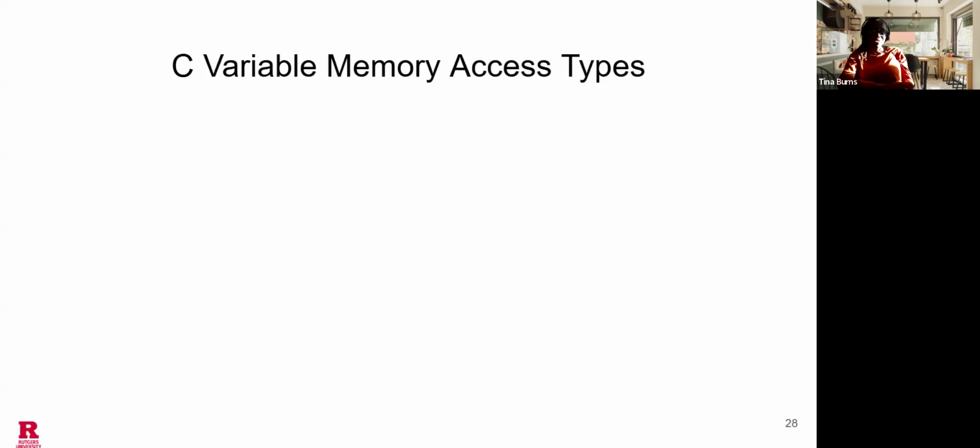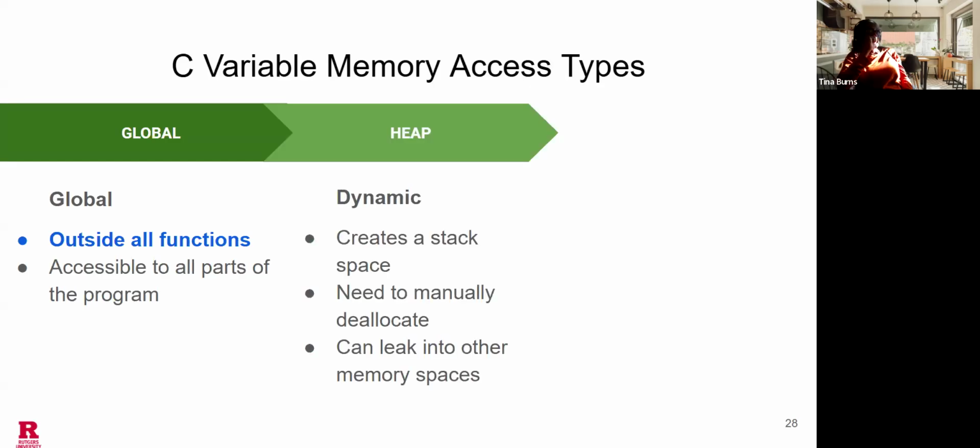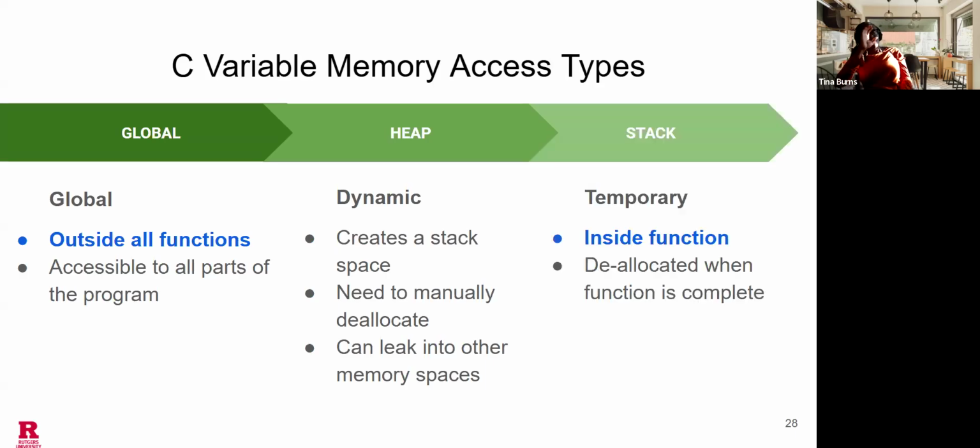So, your C variable types. We have global, we already talked about that: outside all functions, and all parts of the program can access it. Our heap memory is going to be dynamic. You need to manually allocate and deallocate that, and if you don't do that correctly, of course, it can leak into other spaces. You have your stack memory, which is just something you use temporarily. That's often allocated and deallocated by the program itself multiple times throughout the program, especially if you're calling that function at various times.